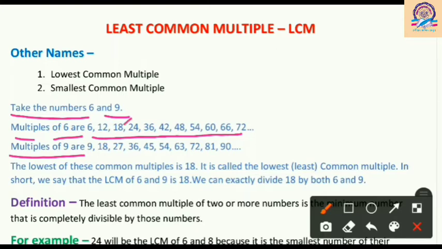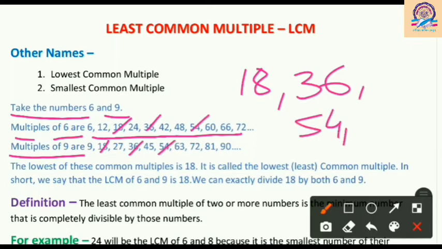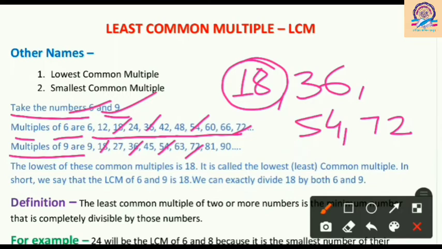Let me cross them out. First is 18, so I am writing 18 here. Second is 36, so let me write 36 here. Next I can see 54, and next I can see 72. Among these common multiples we can see that 18 is the lowest, smallest, or you can say least common multiple. In this way we can see that 18 is the least common multiple of 9 and 6, or you can say the LCM of 6 and 9 is 18.